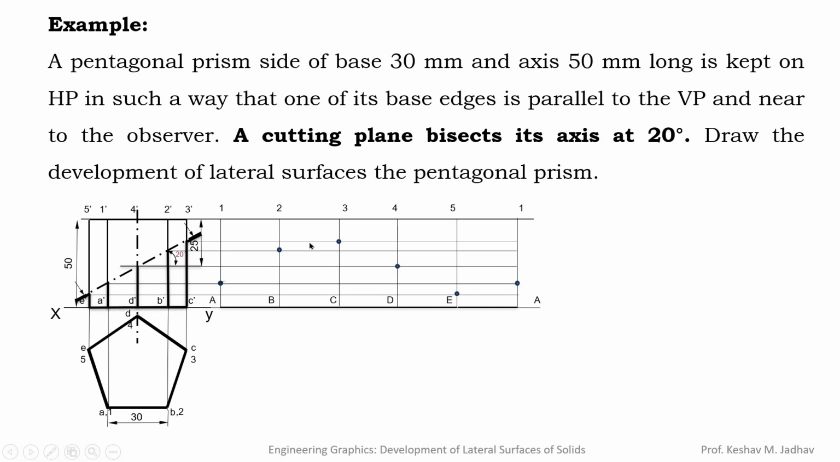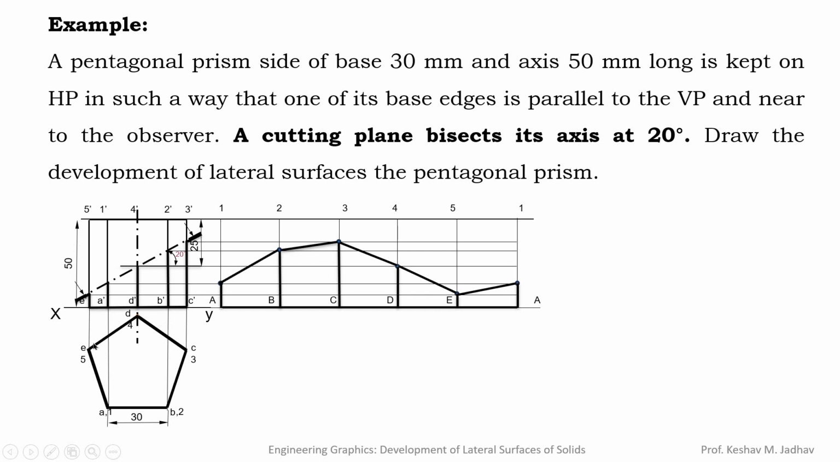So just connect these points like this. These edges are also visible, so we can draw these edges and this bottom line. So this is the development of lateral surfaces of the pentagonal prism when it is cut by the cutting plane, and we have drawn this by unfolding from corner A.